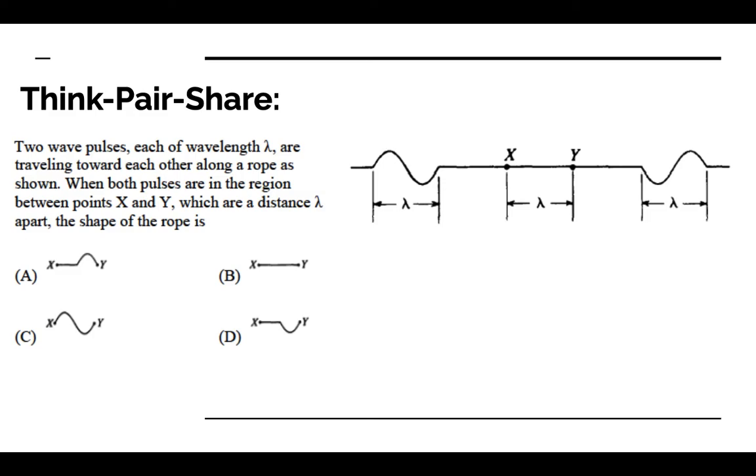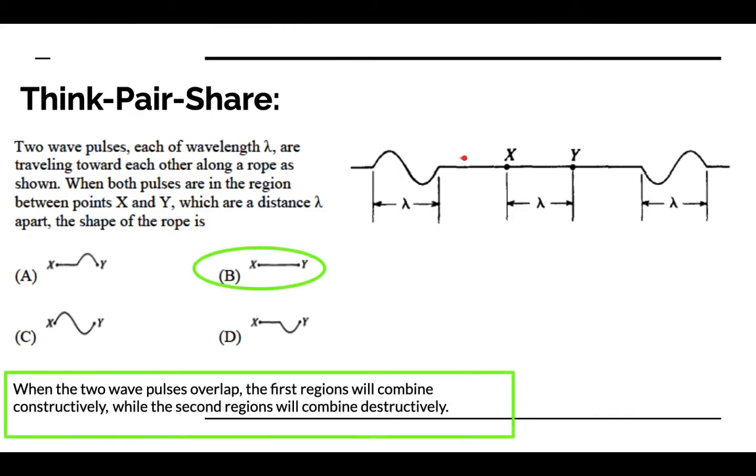Well, if we take note right here, we can see that if we overlap these two waves, the crest of the first wave is lining up with the trough of the second wave, and vice versa for the trough of the first wave with the crest of the second wave. So as a result, when they overlap, we're going to have a total destructive interference pattern, meaning that nothing is going to happen in our XY segment.